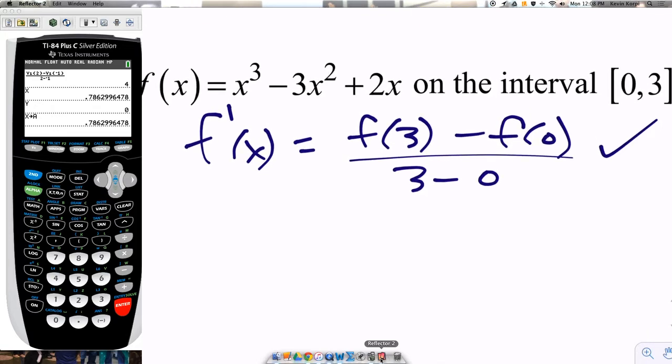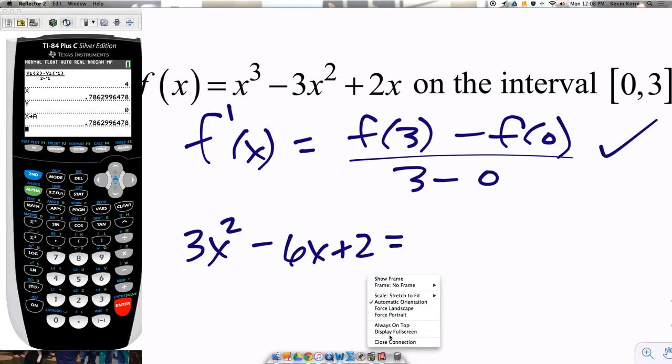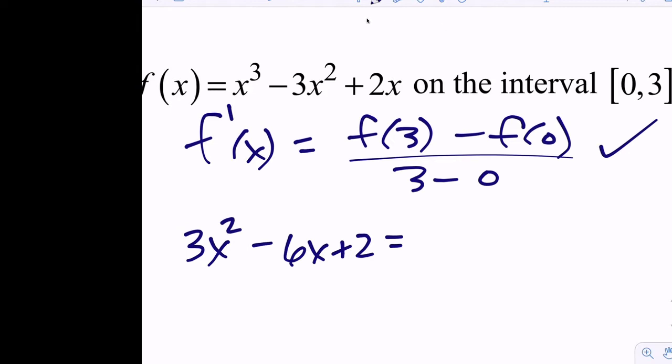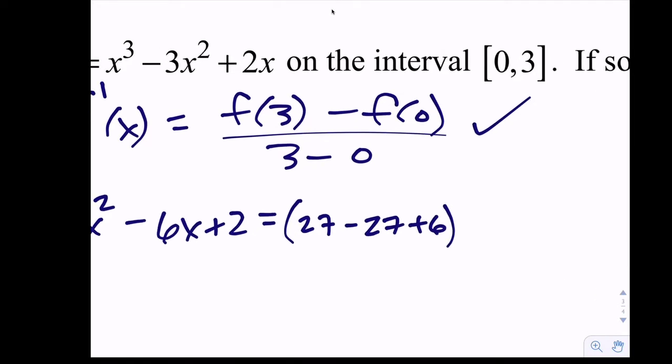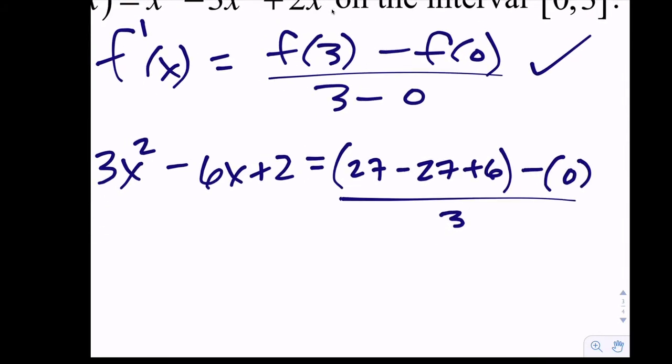Now this one's a no calculator, so we got to go solo here. 3x squared minus 6x plus 2 equals, and plugging in carefully, of course, we get 3 cubed, which is 27, minus 27 plus 6. Nice. And then minus 0 all over 3. So again, I like to keep everything intact until I get down to a number on the right. We're going to end up with 2.